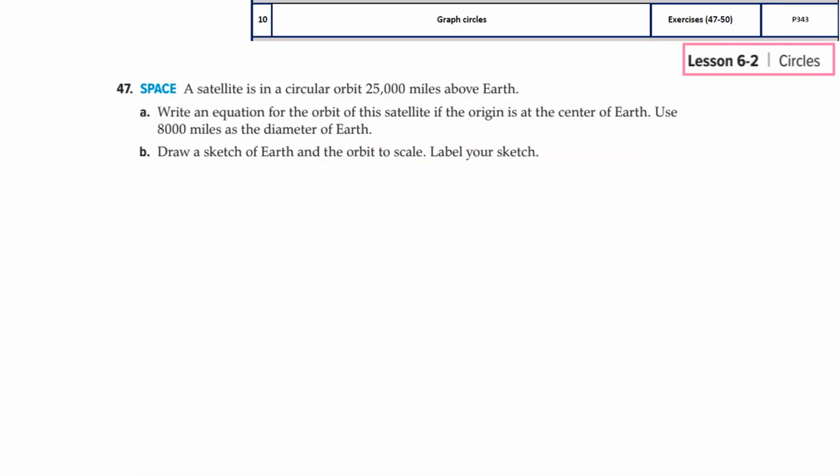So this is the first word problem. Let's read it together and also highlight important information, which is very important. So a satellite is in a circular orbit. So this is your keyword, circular, that tells you will use the equation of circle formula. So what is the equation of circle? It depends. What is the center? So here it's given the center of the earth is the origin. So that means the equation x square plus y square equal to r square will help you.